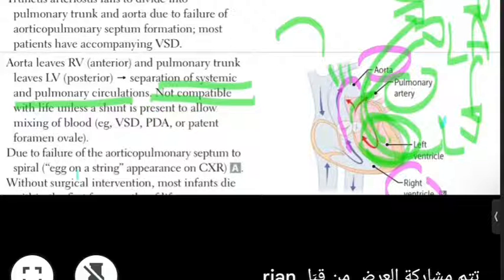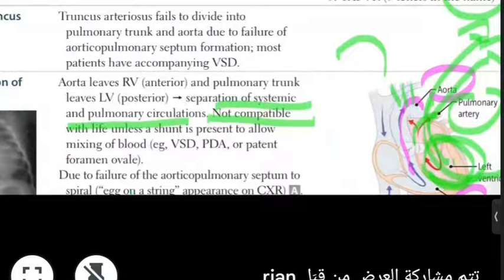He needs a defect in order to survive. He needs to have another defect that carries oxygenated blood from the pulmonary artery to the aorta. He needs this defect to live, which is the patent ductus arteriosus or ventricular septal defect, and as we say, or patent foramen ovale. Now let us talk about these three defects: the ventricular septal defect, the patent ductus arteriosus, the patent foramen ovale. And we talk about all of this in the embryology part.